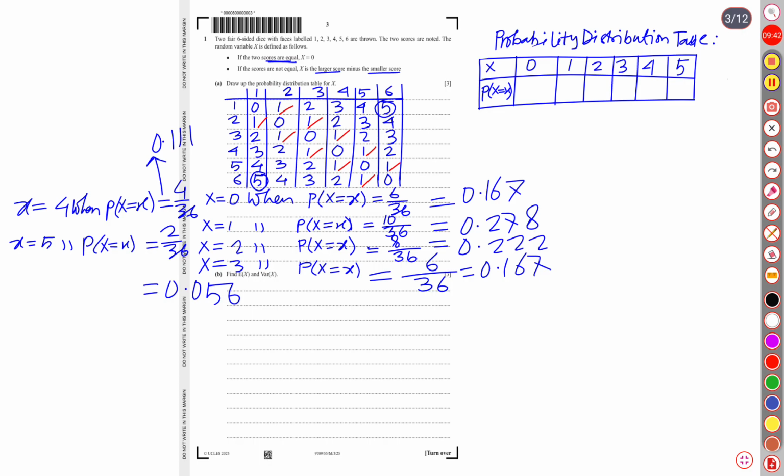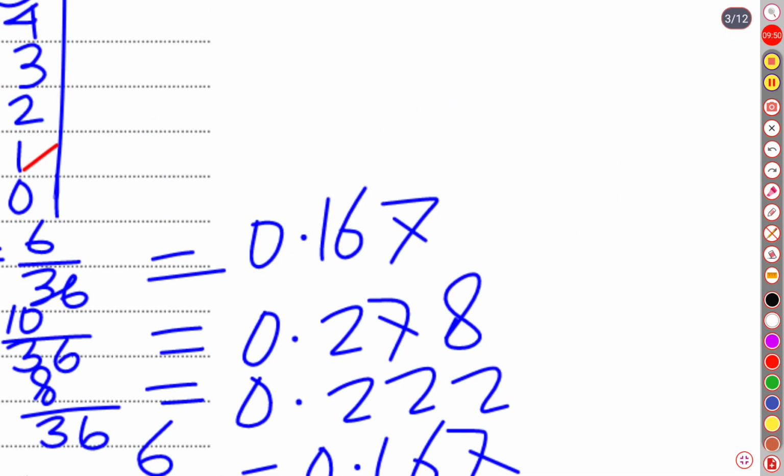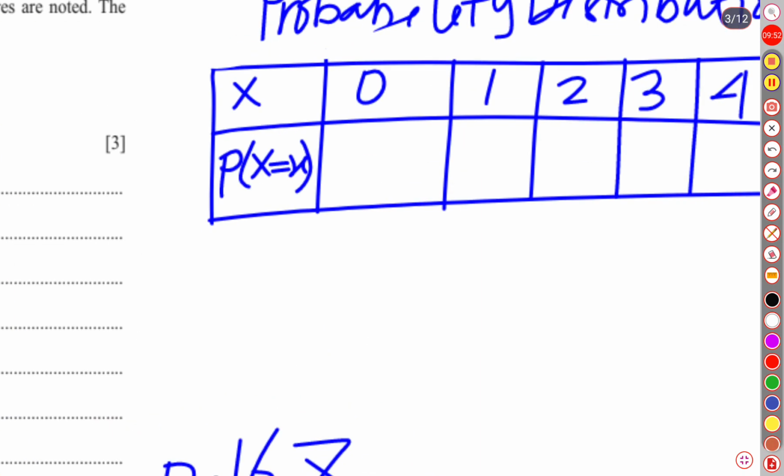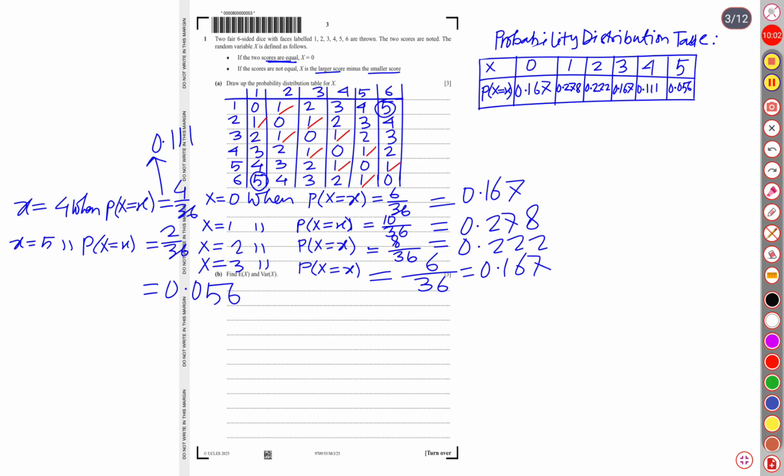So let's start writing there. The first three probabilities are 0.167, 0.278, 0.167, 0.167. So this is our probability distribution table of these 6 values of x.